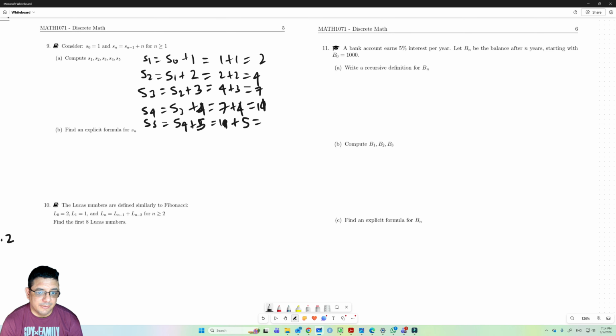11 plus 5 is 16. So once again, to recap, I made a mistake here. Instead of adding the right number, which is 4 and 5 respectively, to the previous number. Okay, so we get 11 and 16.